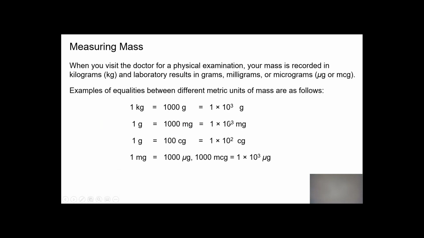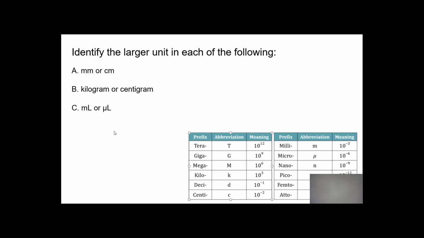Measuring mass, same thing. We would use this in whatever conversion or unit that we need. Do you need kilogram? Do you need grams? 1 gram equals 1,000 milligrams. 1 gram also equals 100 centigrams. So these are things that we definitely are going to need to learn and be very comfortable with.